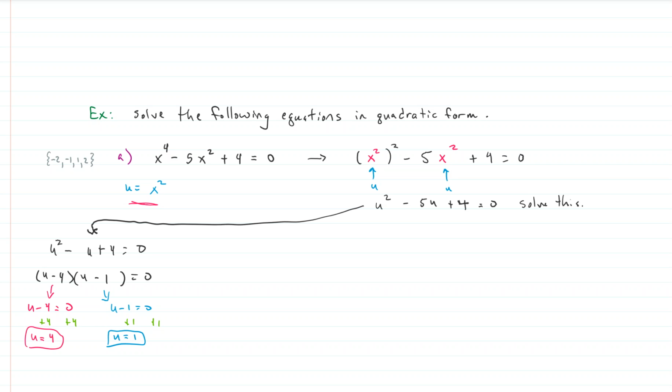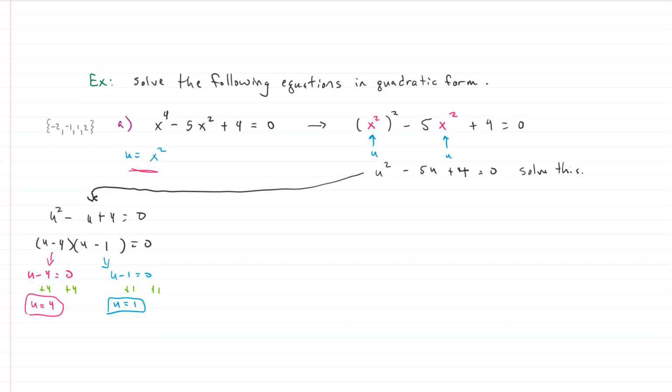But remember, our original equation is not in u, it's in x. So we have to substitute back in. We use our substitution because we know that u equals x squared. So we've got to replace u in both of these situations with x squared. And then we have our answers. So let's come back up here.